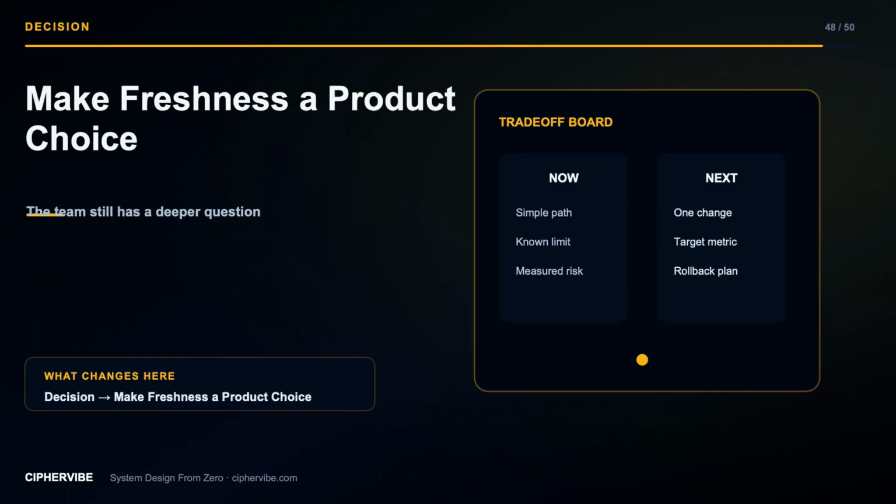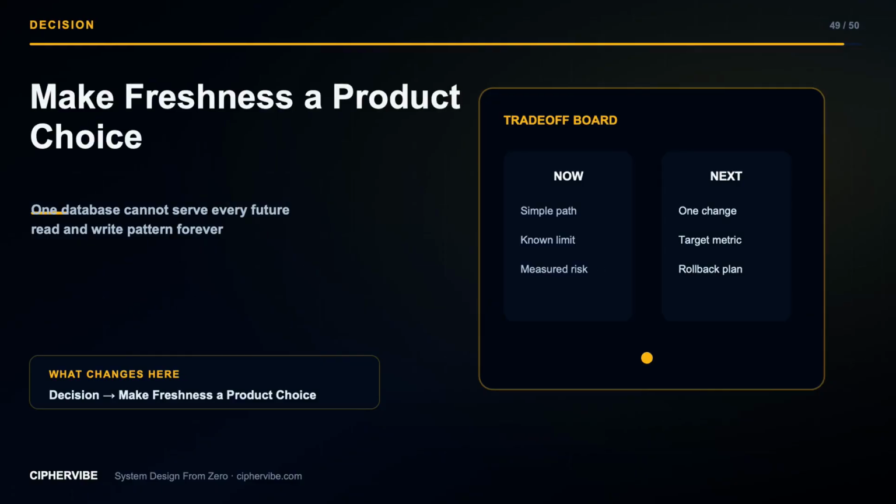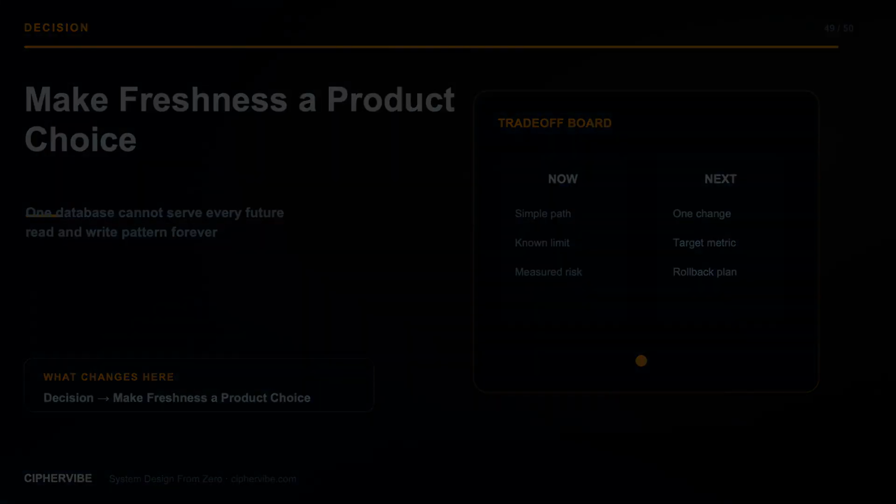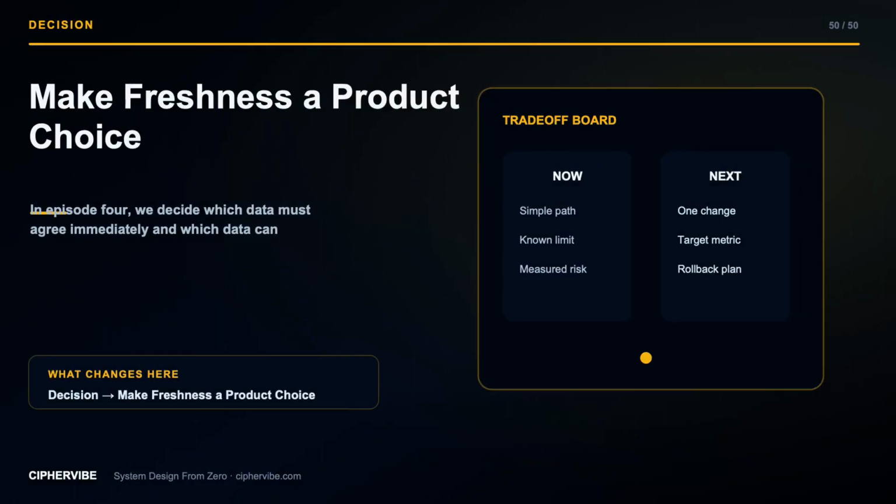One database cannot serve every future read and write pattern forever. In Episode 4, we decide which data must agree immediately and which data can arrive later.